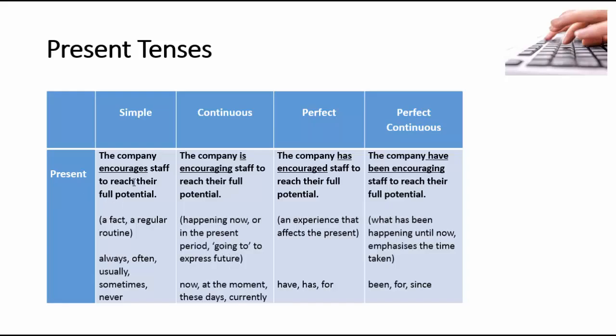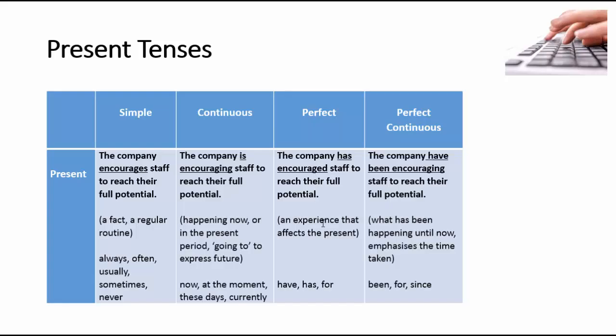Present perfect, again another common tense, this one. The company has encouraged staff to reach their full potential. So when you see the verb has or have plus the verb form, we often can tell that it's a present perfect. It gives me the feeling that it's an experience that's occurred that has affected the present. So the company has encouraged staff to reach their full potential. Therefore, something will happen, or therefore the staff are improving their performance. So the staff have this experience and it affects the present. It's got an implication for now.